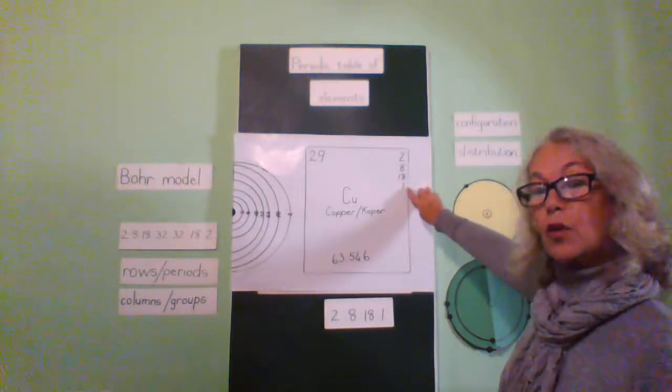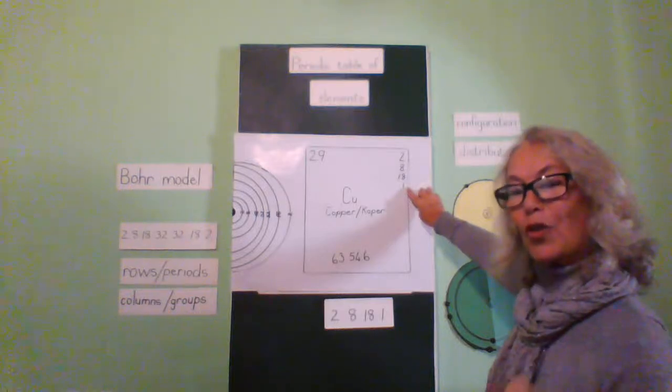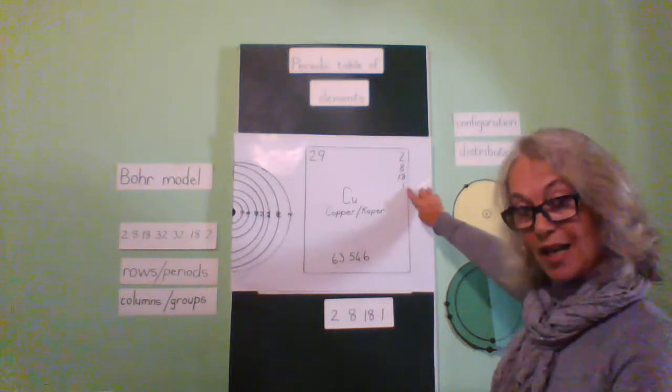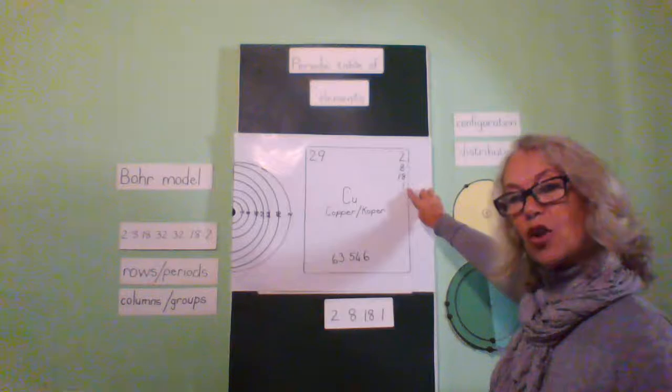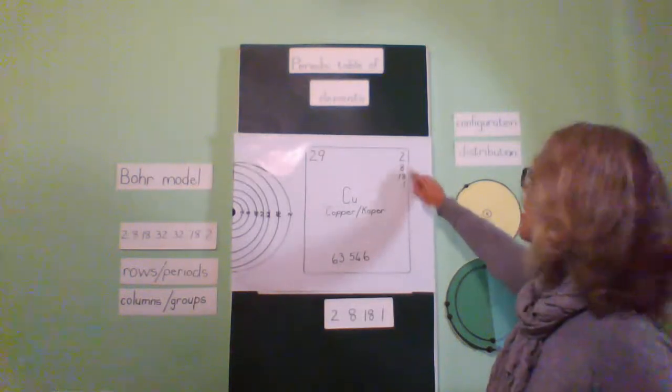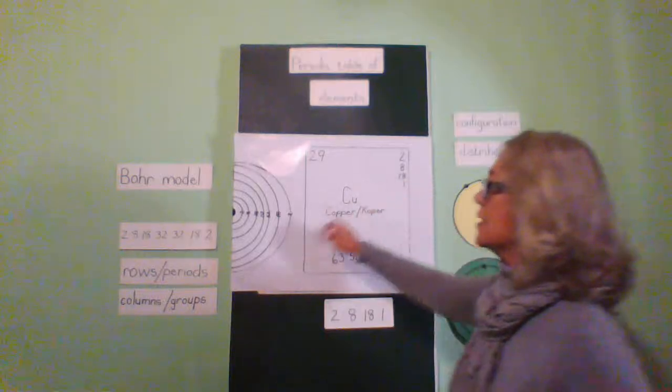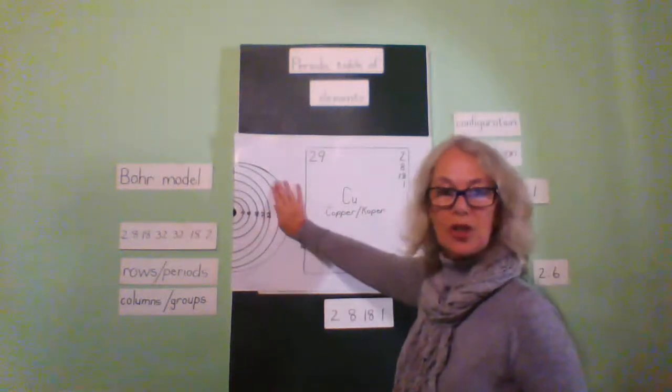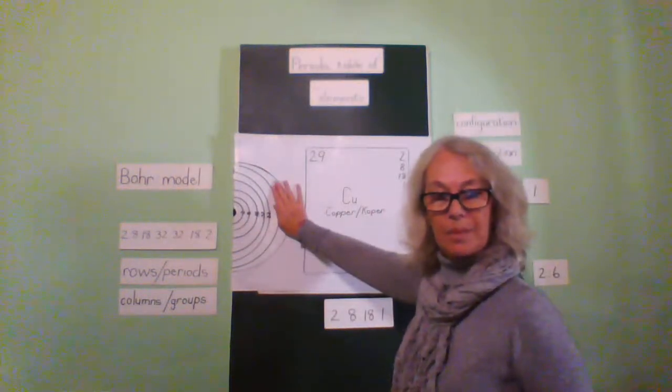But there's space for 32. So there's space for 31 more electrons on its outer energy level. So it can combine. Good. Now, if we just count how many numbers we have there, we have 1, 2, 3, 4, which means there's 1, 2, 3, 4 energy levels in the copper atom.